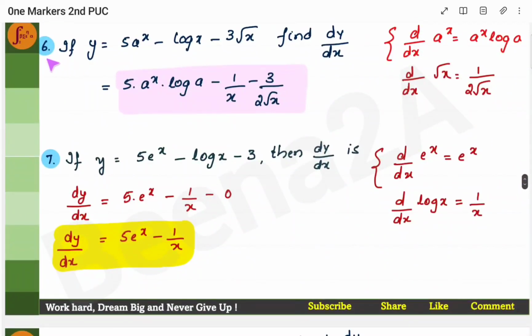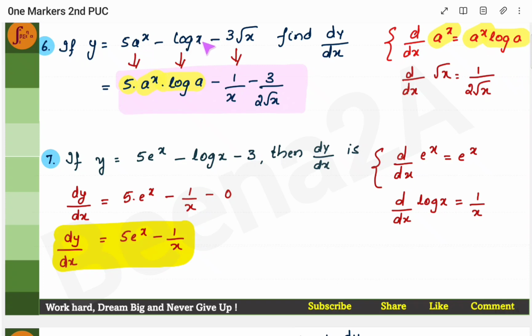Next problem, if y is equal to this entire expression, find dy by dx. This is straightforward because you have subtraction of the terms. So you can find the derivative separately for this one, and for this one. So keep the number as is, right? a to the power x. Now you'll have to remember this formula. The derivative of a to the power x is a to the power x into log a. You have to mug up this. The derivative of a to the power x is a to the power x into log a. So we just write this.